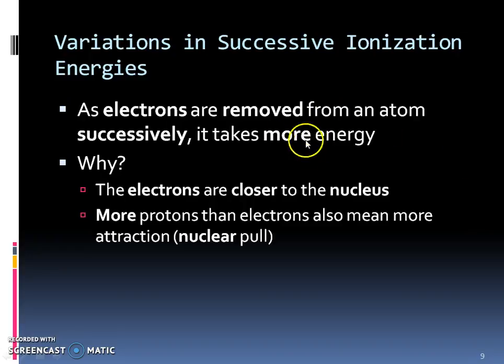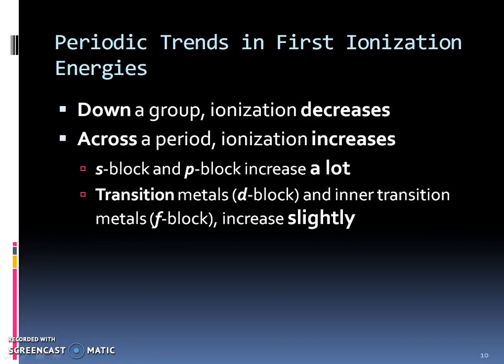Okay, so why does it take more energy? Hopefully you understand, because as those electrons are closer to the nucleus, it's going to take more energy to remove it because of the attraction between those protons and electrons. So what's the trend? Going down, that should make sense. Going down the group, it decreases. It doesn't take as much energy to remove those electrons because those valence electrons are going farther and farther away from the nucleus. And the next slide shows you this trend on the periodic table.